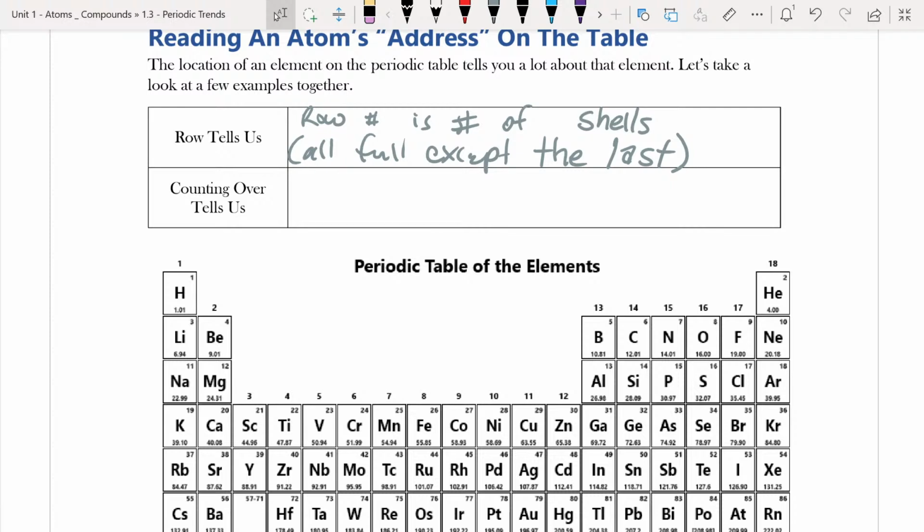So magnesium, its first shell is full. It holds 2 electrons. What about magnesium's second shell? Full. How many electrons in it? 8. Awesome. What about magnesium's 3rd shell? 2. Beautiful. How did she know that? Is she just a super genius? Just way smarter than me? How did she know it holds 2 in its last shell? Because it's the second one over. And counting over tells us how many electrons are in the outer shell.